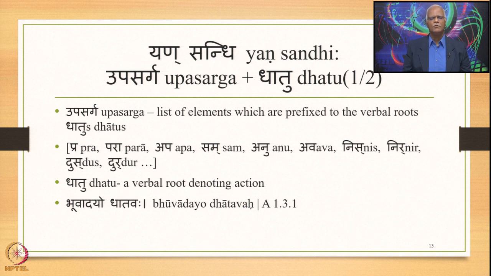These upasargas bring about change in the meaning of the verbal roots or the dhatus, and they are pra, para, apa, sam, anu, ava, nis, nir, dus, dur, etc., 22 in number. Dhatu is a verbal root denoting an action, stated by the sutra Bhuvadayo Dhatavah, which says that the list of verbal elements beginning with bhu and meaning an action are termed as dhatu. And upasarga and dhatu are both stated to be obligatorily in the samhita mode.